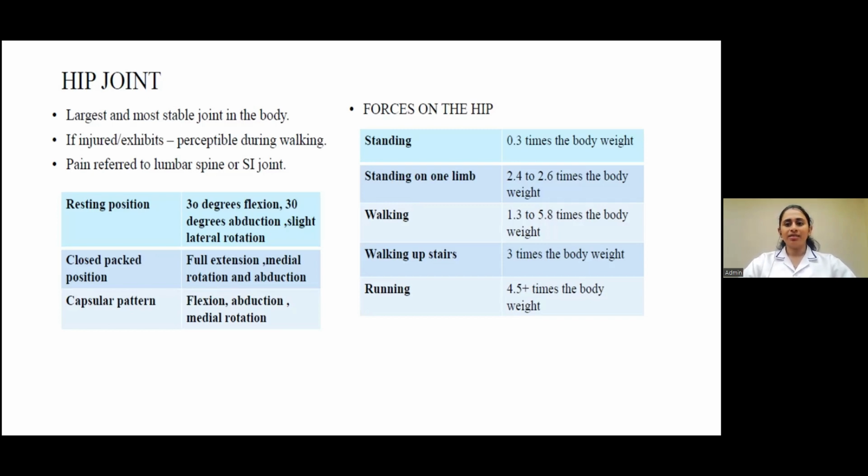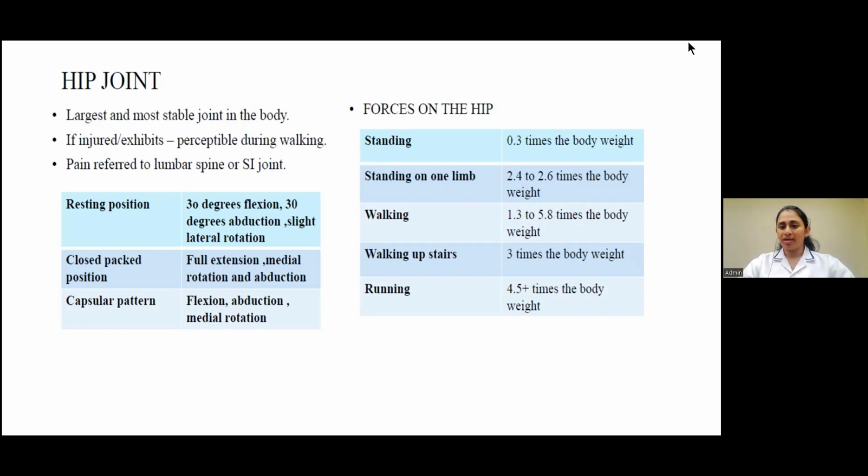Here we understand that the forces that are coming on the hip are quite different with all the movements done by the hip joint. In standing, in weight bearing, it is going to be approximately 0.3 times our body weight. When standing on one limb, in a unilateral stance, the weight bearing on the stance limb is going to be anywhere between 2.4 and 2.6 times the body weight.